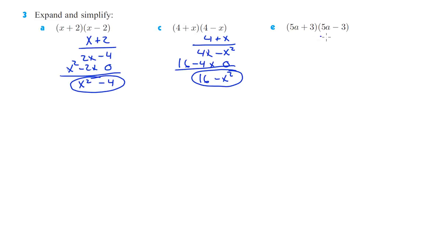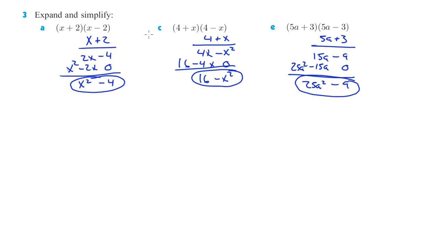Okay. I'm going to put the 5a plus 3 underneath. You can also move this over underneath that side. It doesn't matter which one you move under which. But 3 times negative 3 is negative 9. 3 times 5a is 15a. 5a times negative 3 is negative 15a. 5a times 5a is 25a squared. Right? Add those together. Negative 9. Those negative 15 and positive 15 turn into 0. So we get 25a squared minus 9.